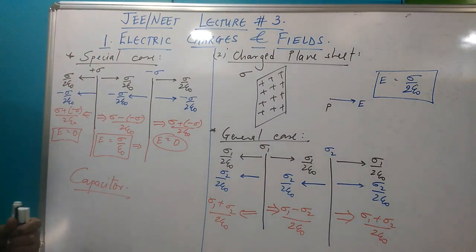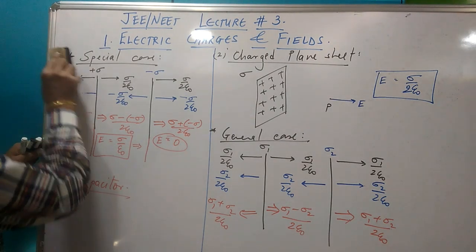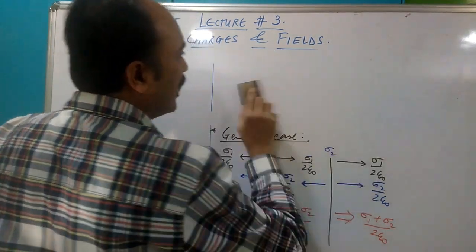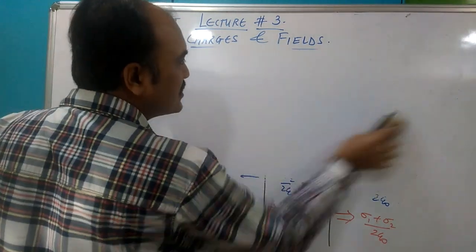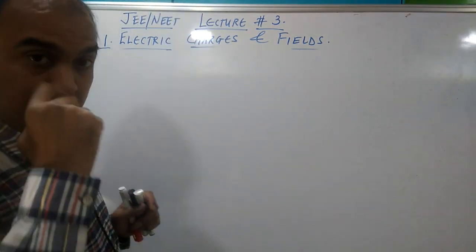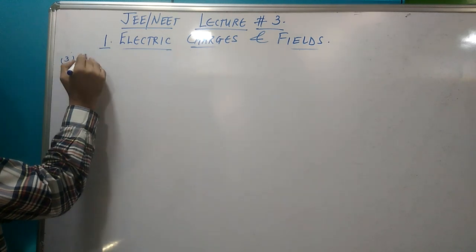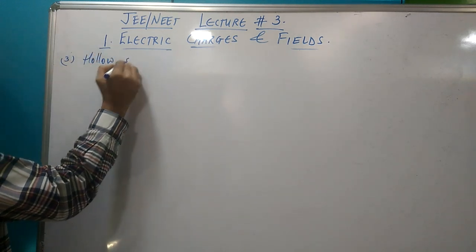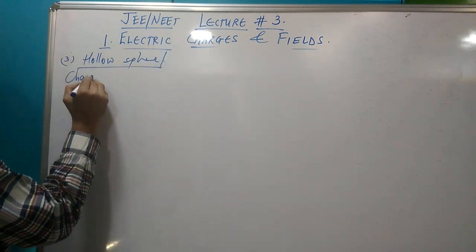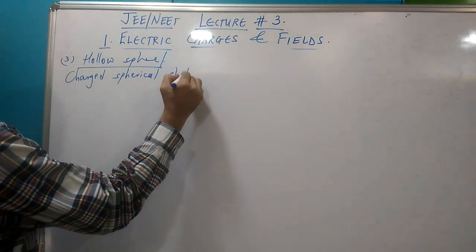Hollow sphere I equated with a pani puri. You might have already seen that. So, you know a pani puri, it's a hollow shell, it's a hollow sphere. There is only material on the surface. There is nothing inside, it is hollow. So number 3, hollow sphere. Or you can also call it a charged spherical shell.